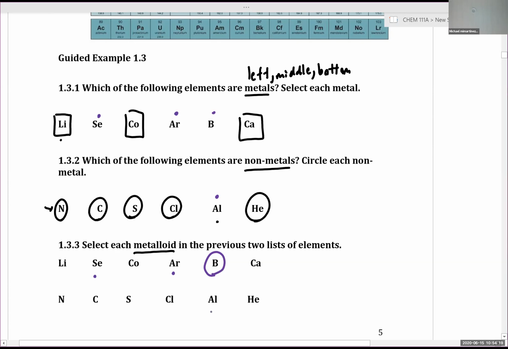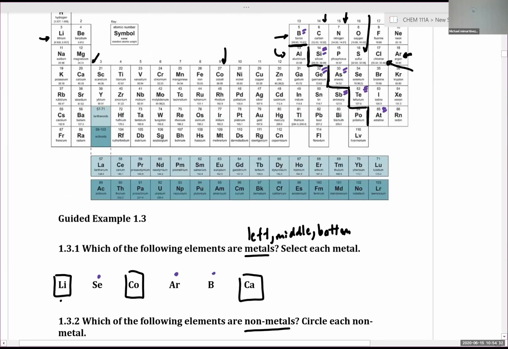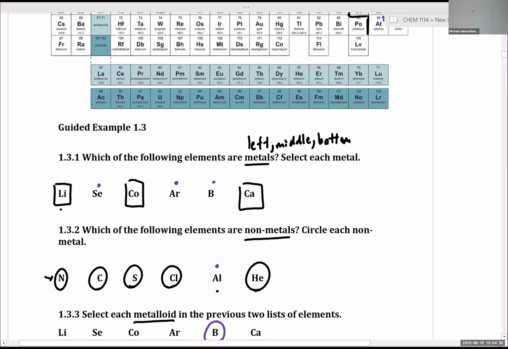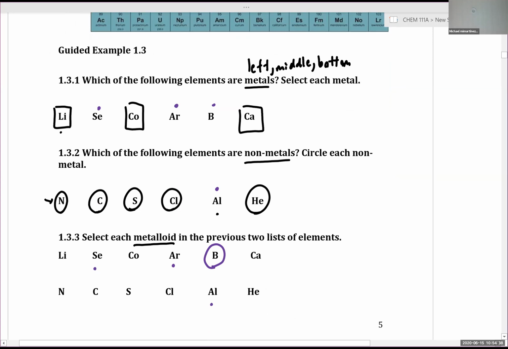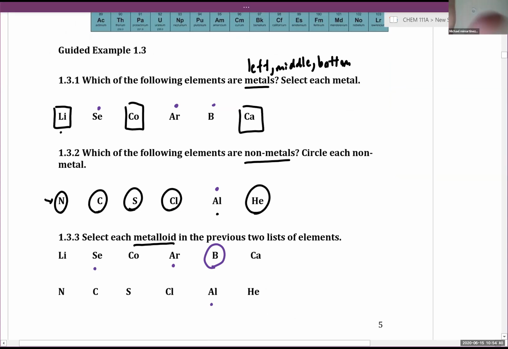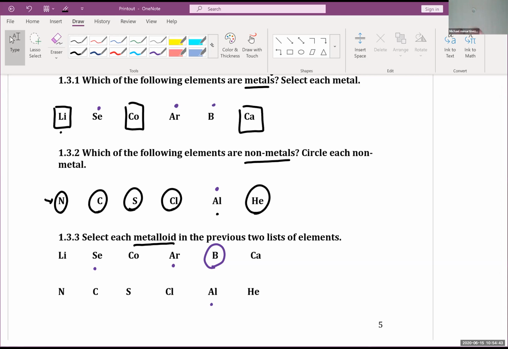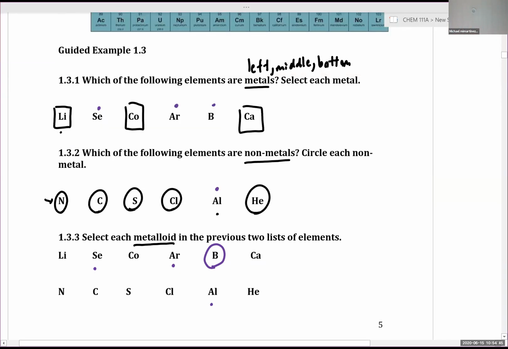Finally, let's check on aluminum. Is aluminum a metalloid? Let's check aluminum. Nope. Okay, so it looks like we got all of them. This is an example of a guided example where we've worked through this example as a class.